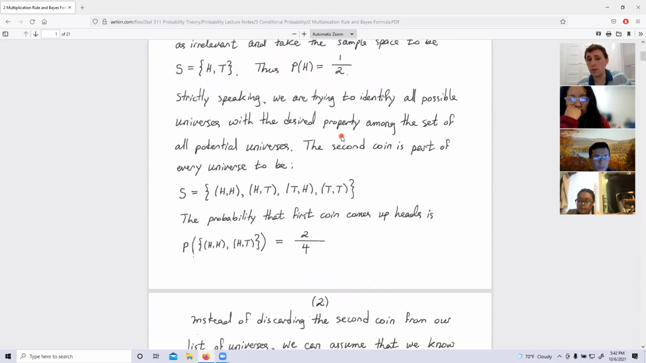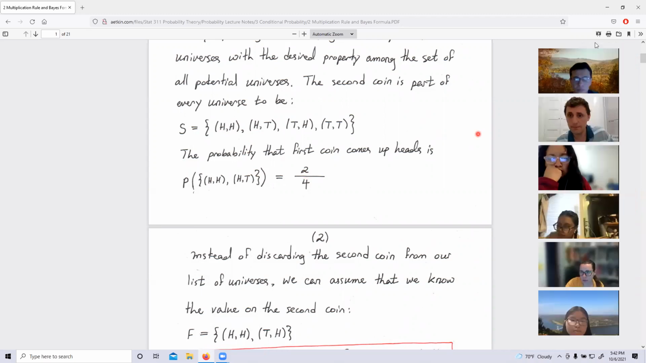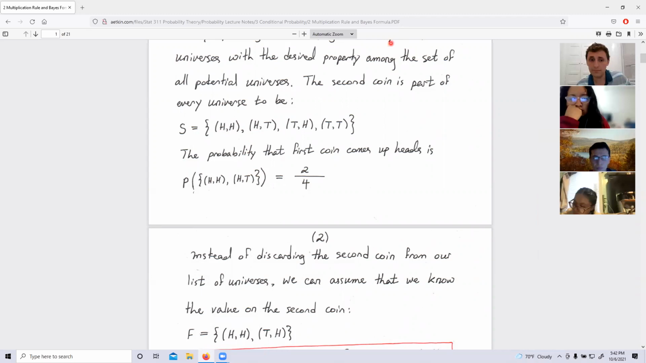Now, the true solution would be to not ignore the sample space, but to realize that in the original sample space, there are exactly 2 outcomes where the first coin is heads, and altogether 4 universes. So the actual answer is 2/4. It just happens to be equal to 1/2. Good.